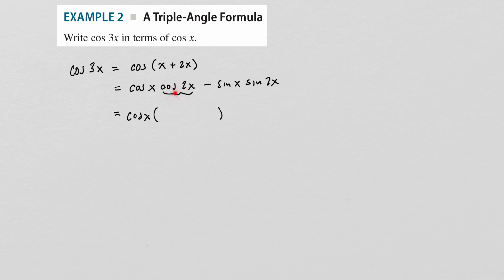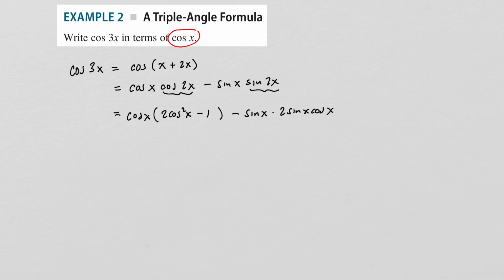Now cosine of 2x, remember, there are three formulas for that. But they want us to write our final answer in terms of cosine only. So I'm going to choose to rewrite cosine of 2x as 2 cosine squared of x minus 1. Then we have minus sine of x multiplied by sine of 2x, which is 2 sine x cosine x.